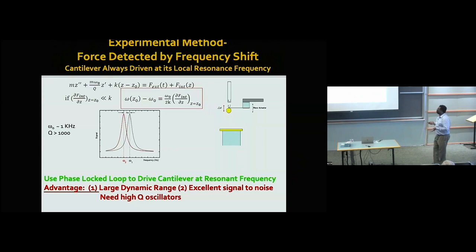We do it the same way. We look at the frequency shift of the cantilever because of the interaction force. We just model the cantilever as a harmonic oscillator, which means that in the linear limit, we can only do distances larger than 200 nanometers.